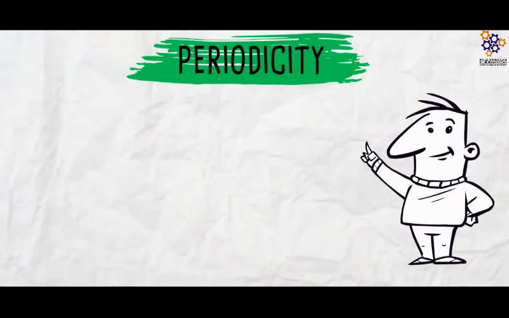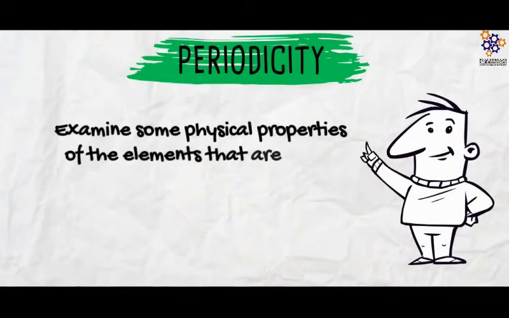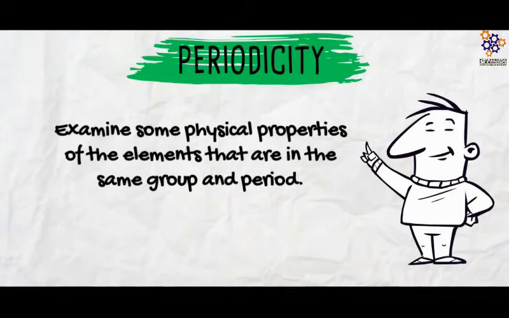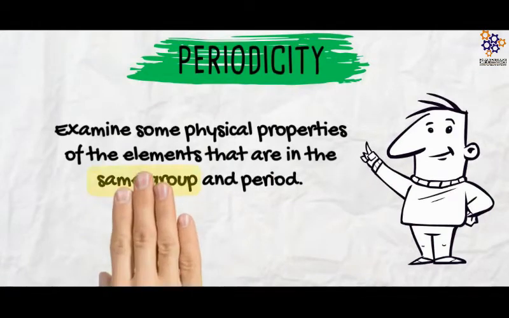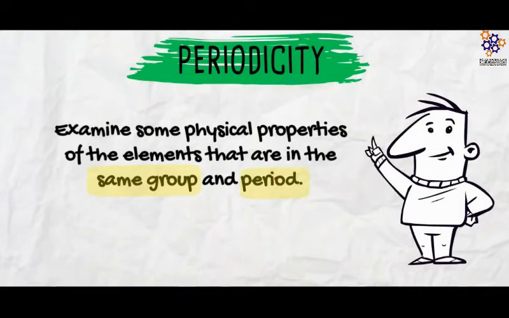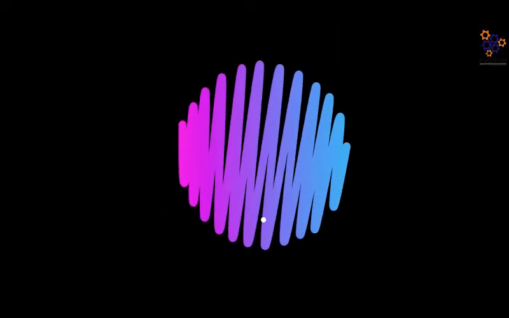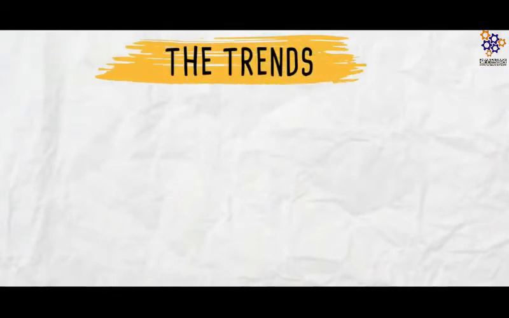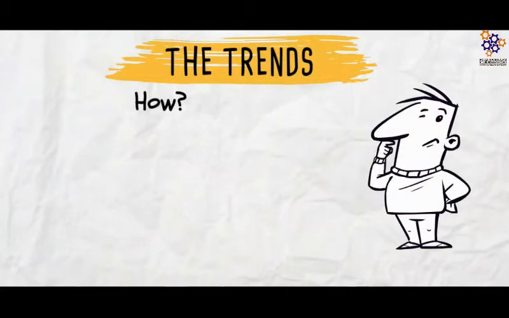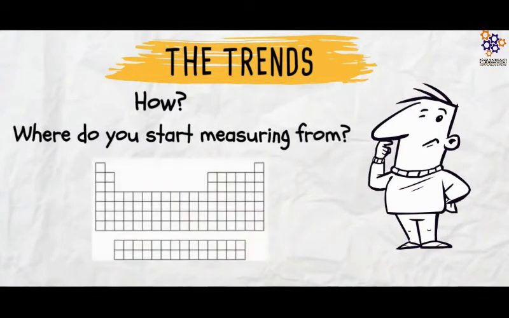Periodicity. In this subtopic, we will examine some physical properties of the elements that are in the same group and period. The trends. How to explain the trends of the periodic table. The first problem is, where do you start measuring? From left or right of the periodic table? Going up or going down the group?